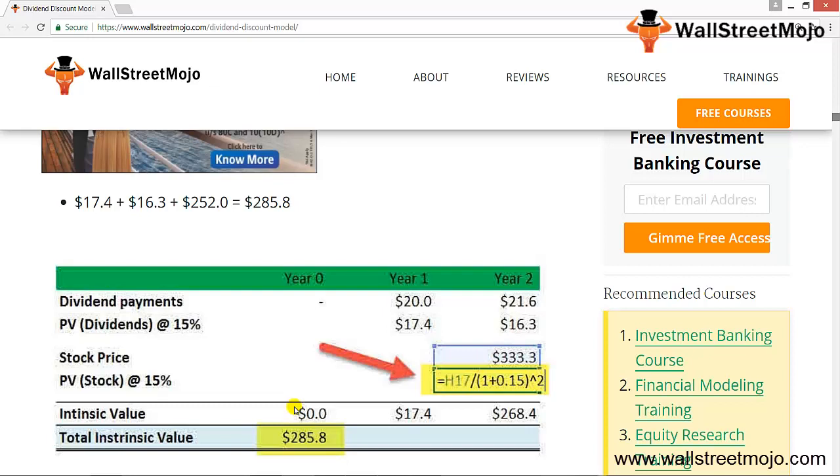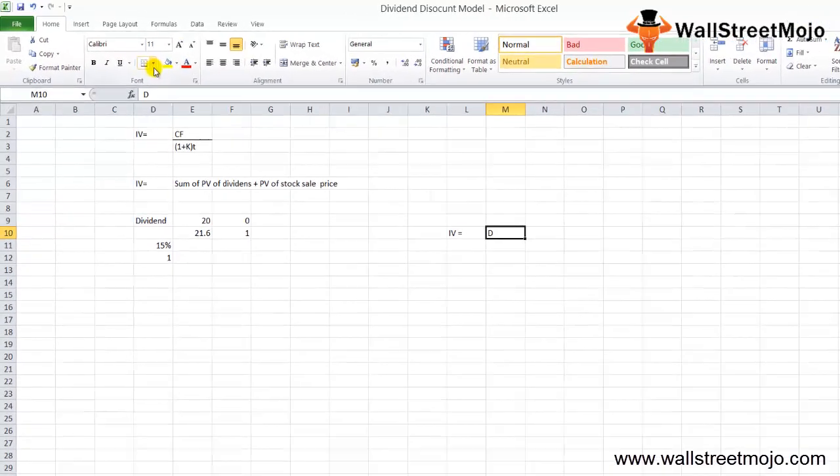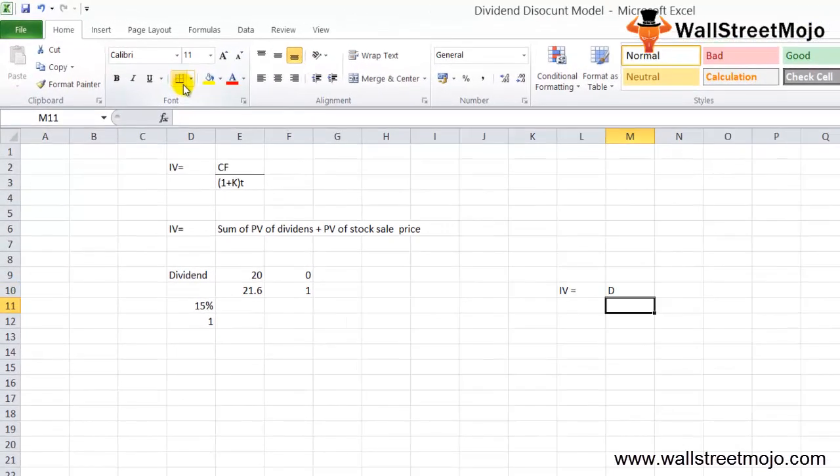The first one is going to be the zero growth dividend discount model. The zero growth model assumes that the dividend always stays the same. There is no growth in the dividend. Therefore, the stock price would be equal to the annual dividend divided by the required rate of return. So intrinsic value is going to be the dividend divided by your required rate of return, or you can say K.